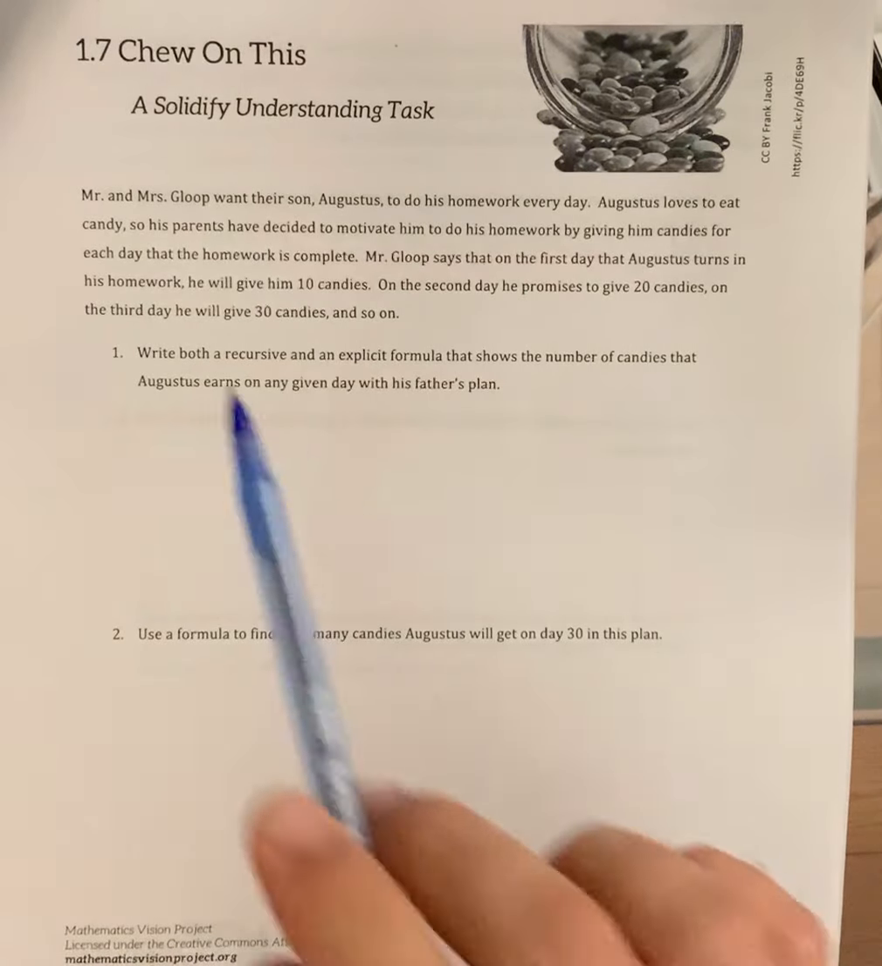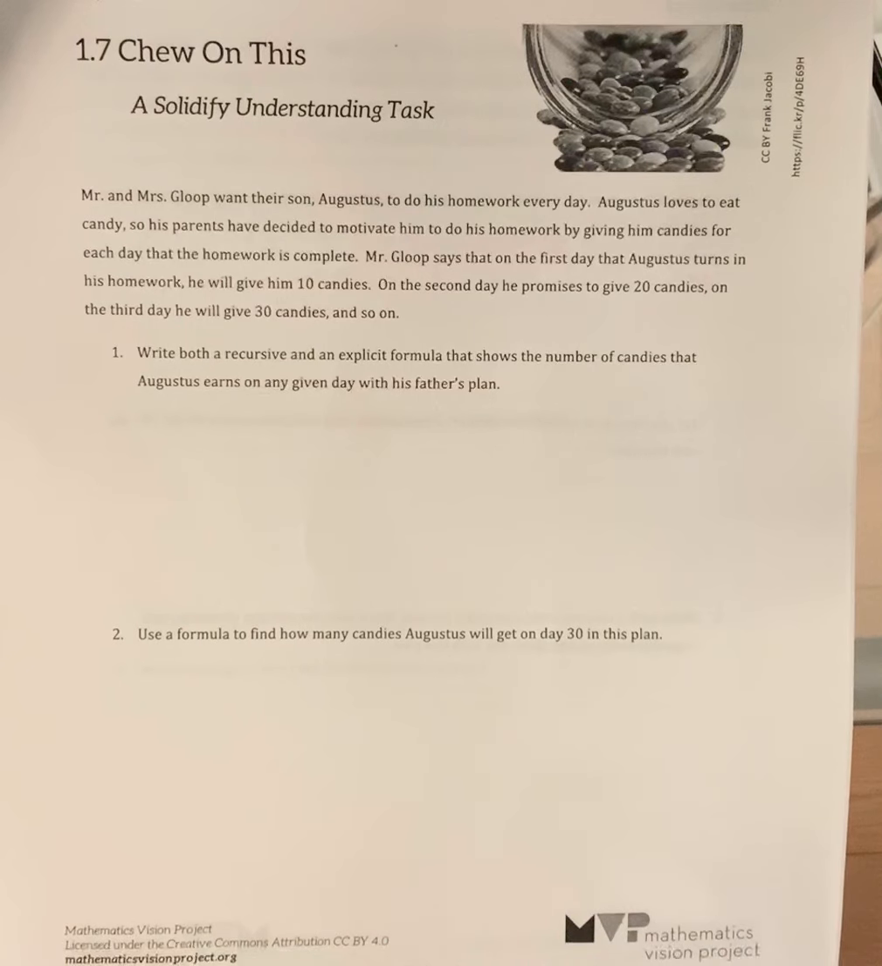So for this task, first we're going to read the problem. Mr. and Mrs. Gloop want their son Augustus to do his homework every day. Augustus loves to eat candy, so his parents decide to motivate him by giving him candy each day that the homework is complete. Mr. Gloop says on the first day Augustus turns in his homework, he wants to give him 10 candies. On the second day, 20 candies. And on the third day, 30 candies.